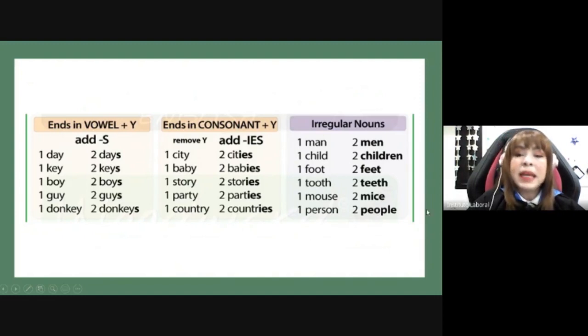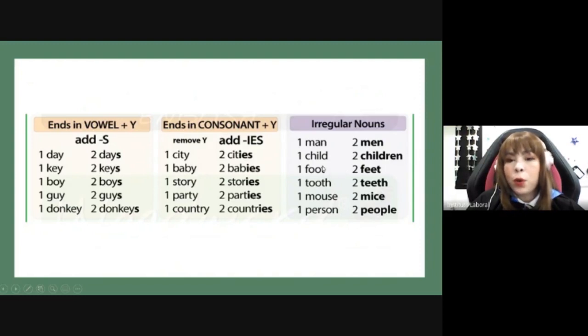There are some irregular nouns. Why are they called irregular? Because the word changes. The word turns into something different. So you say one man, two men. Yes, we remove the A and switch it for an E. One man, two men. One child, two children. Different pronunciation and different derivation.